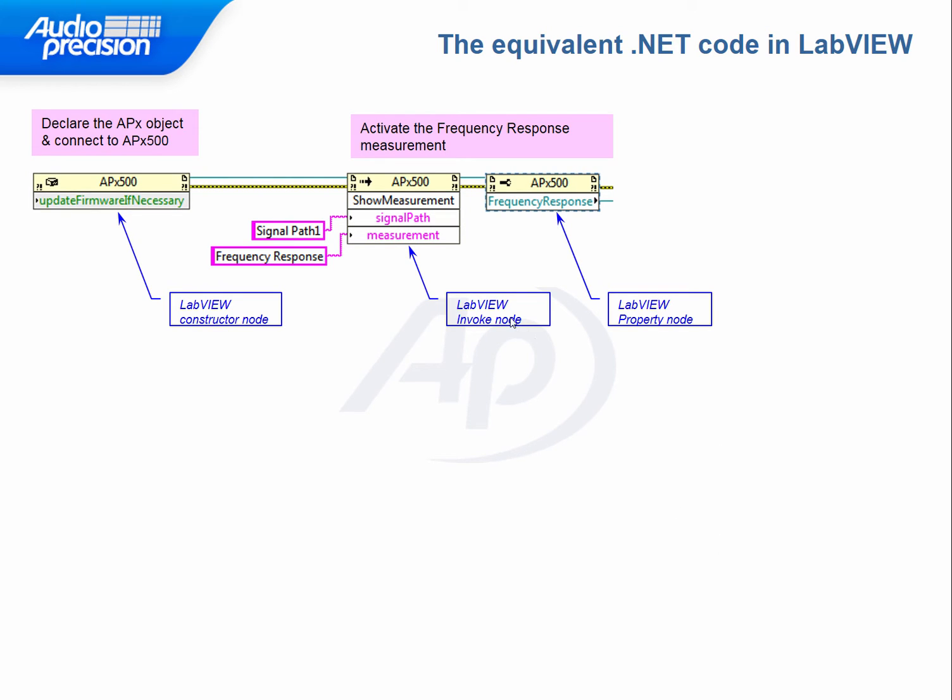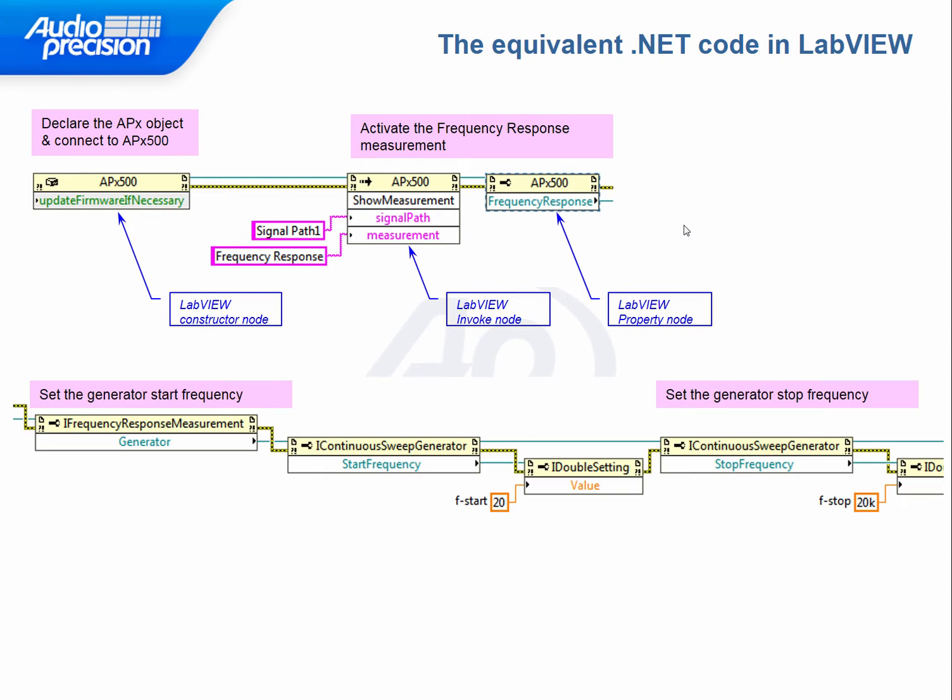The next node over is called an invoke node, and it shows this little dashed arrow in the upper left corner. An invoke node essentially runs a method or a function that does something. And the third node is called a property node, and that just gets or sets the value of the property. So this code in LabVIEW would open a connection to the software, make active the frequency response measurement in signal path 1, and then get a reference to the frequency response measurement's properties and methods.